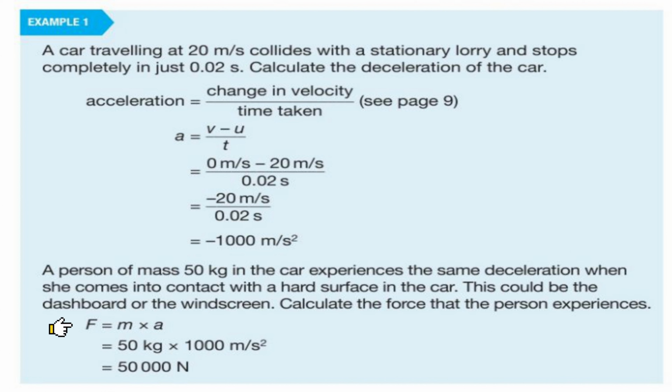We just calculated a, and the mass of the person is given in the question, which is 50 kg. So F is equal to 50 multiplied by minus 1000. But we will take it as 1000 because force cannot be negative. So multiplying 50 by 1000 would come up as 50,000 newtons.